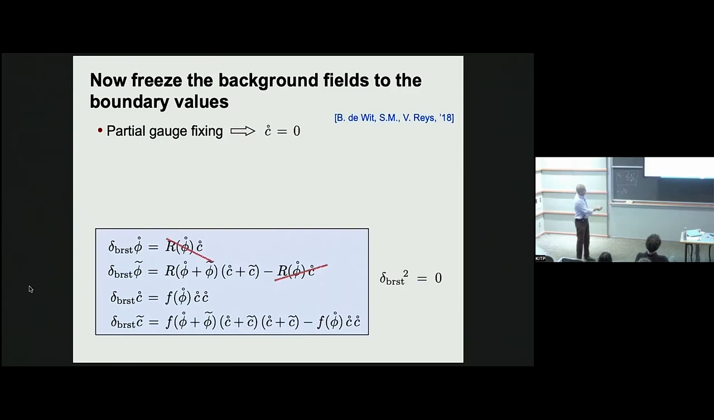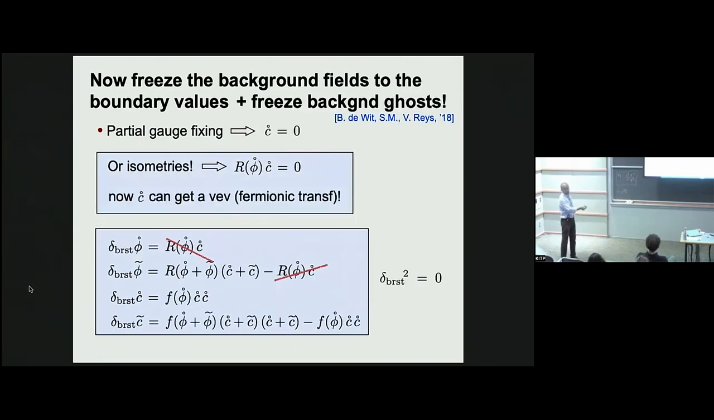But as you see here, you can either set C circle, the background ghost, to 0, or if you have an isometry, so if R times C is 0, then you don't need C circle, the background ghost, to be 0. R times C being 0 means that the background gauge transformation is actually an isometry, it doesn't change anything. In that case, the background ghost can get a vev. And notice that if you want a vev, then you must have a bosonic ghost and therefore a fermionic transformation. You can see where I'm going. So these are allowed when you have background supersymmetry, supergravity, local supersymmetry transformations. In that case, these background ghosts are nothing but the Killing spinors. They're the bosonic ghosts.